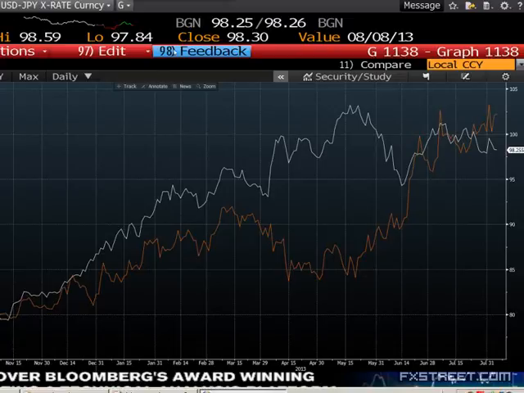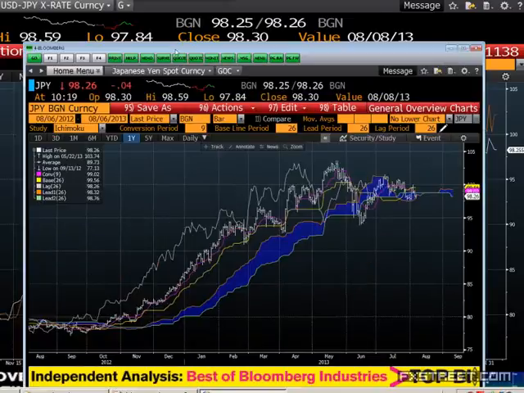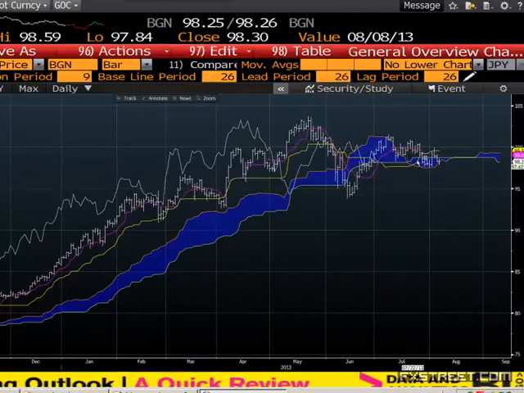We don't at the moment foresee anything, not in the next 24 hours, which would be a reason why dollar yen would continue to fall sharply.